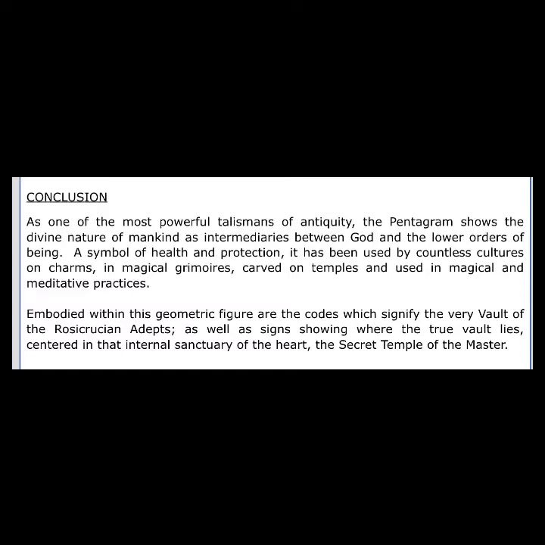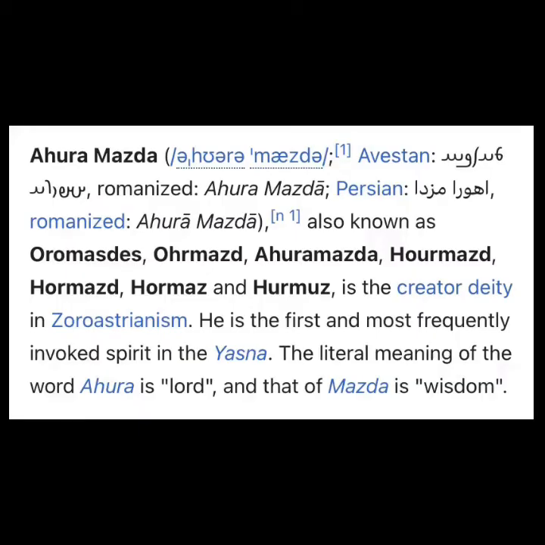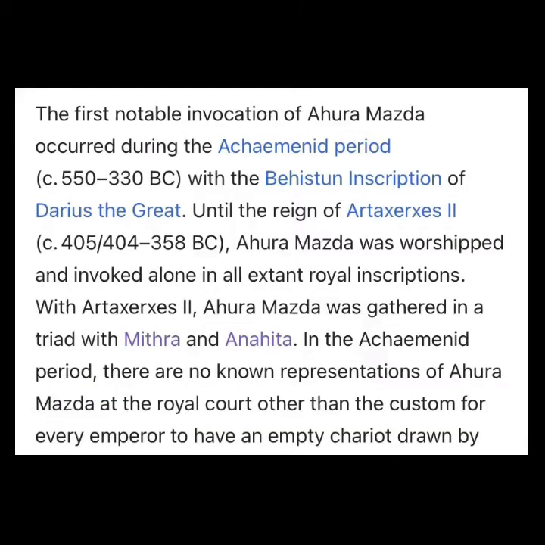Ahura Mazda is the male logical side that reflects wisdom, dominating our chaotic emotions with the logic of our minds. The builder, the power to build and create worlds. Ahura Mazda is connected to Zoroastrianism. Ahura Mazda was gathered in a triad with Mithra and Anahita. So here again, we're going back to Anahita and Mithra. And these two images and energies are connected to the swastika and our original androgynous nature.